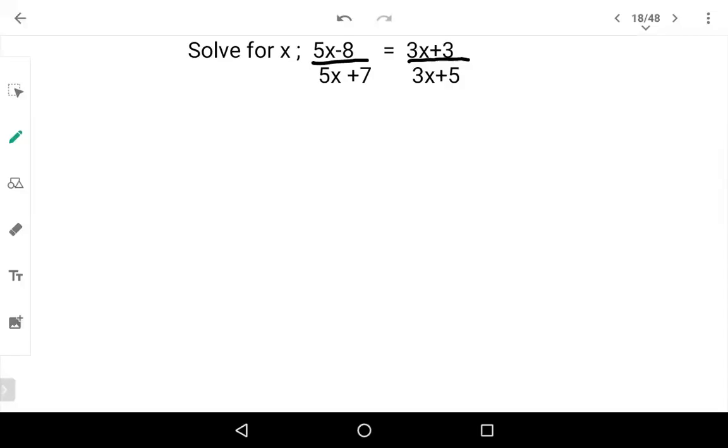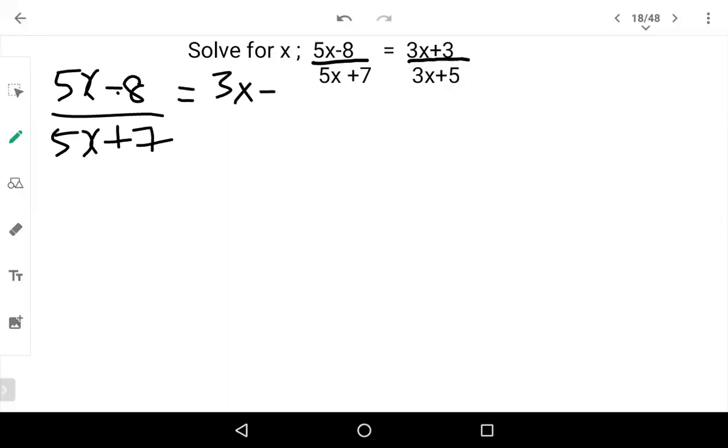Okay, so the question is (5x - 8)/(5x + 7) = (3x + 3)/(3x + 5). Now here first we are supposed to write down the question. (5x - 8) divided by (5x + 7) is equal to (3x + 3) divided by (3x + 5). Okay. Now the best thing that we can do is cross multiplication.